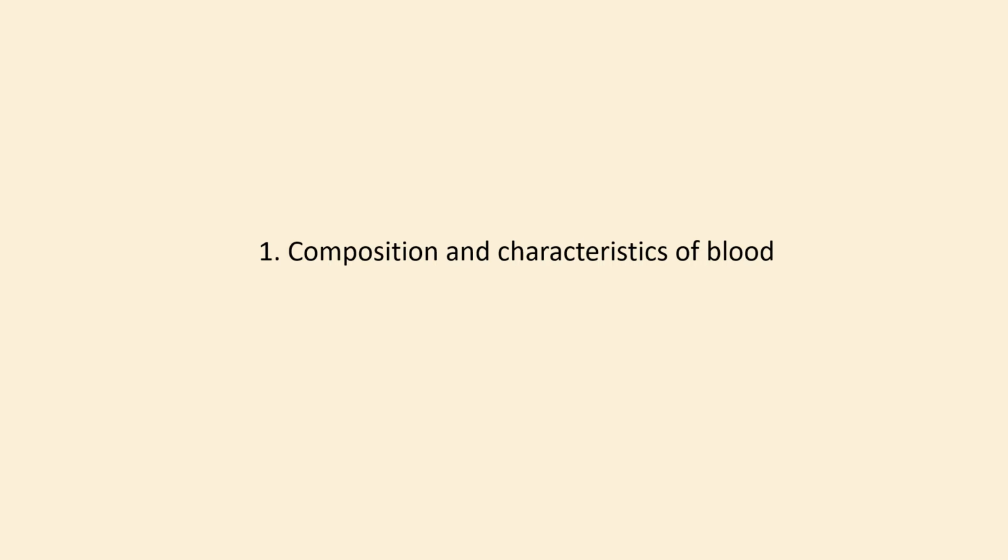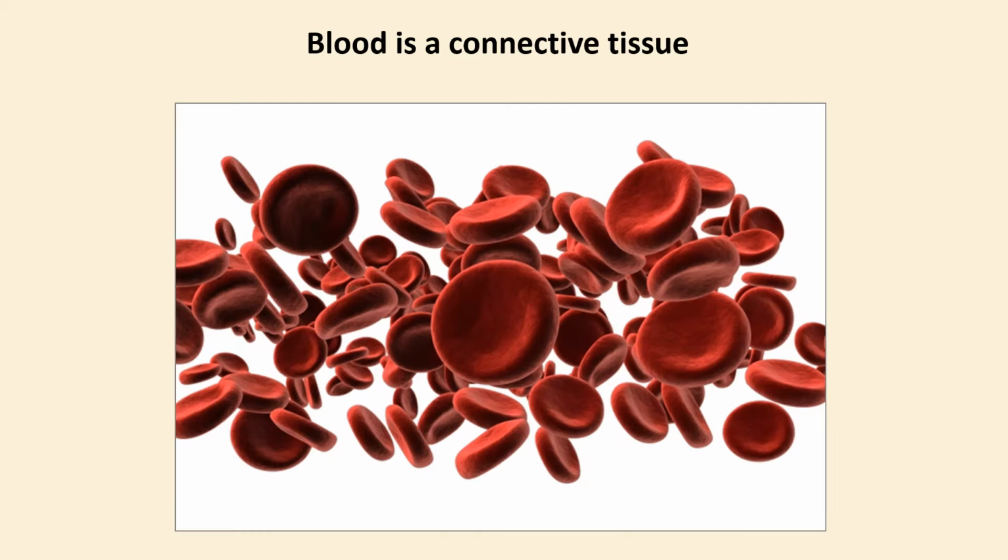So we'll start by describing the composition and characteristics of blood. It's a pretty neat artistic representation of blood. Blood is a connective tissue, and it's one of the only, there are two liquid tissues in the body. Blood is one of them, semen is the other.